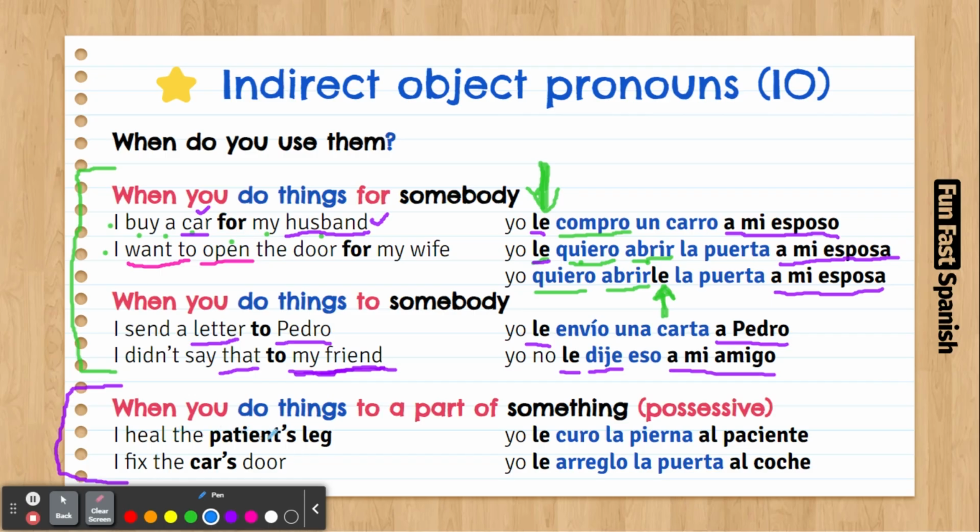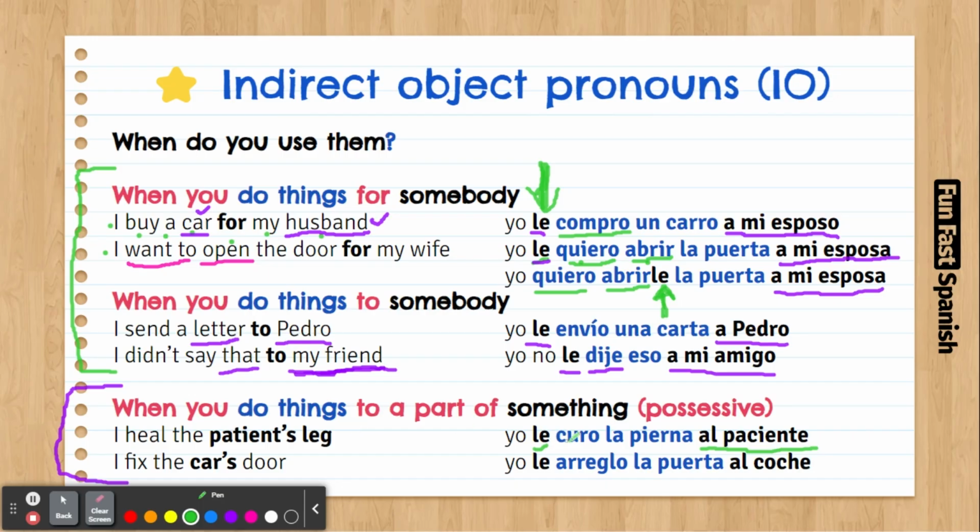So I healed the patient's leg. I healed the leg of the patient. So here we have a possessive. The leg belongs to this patient. So I healed the patient's leg. It's like yo le curo la pierna ¿a quién? Al paciente. In this case, the question is a quién, because we're talking about a leg, so it has to be a person.